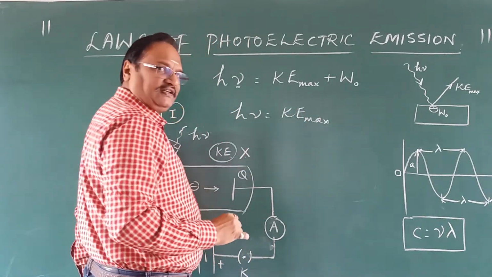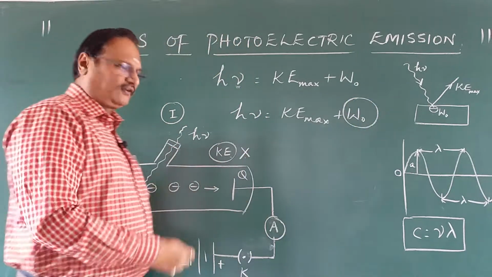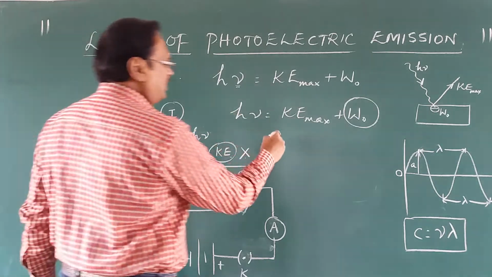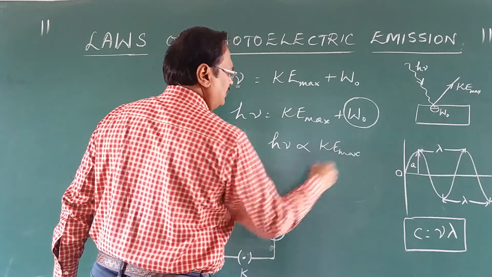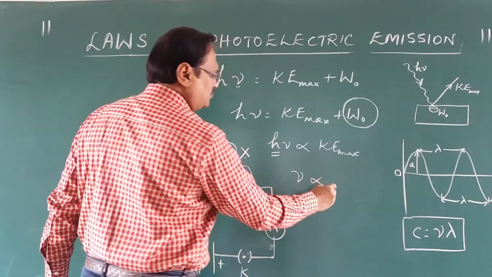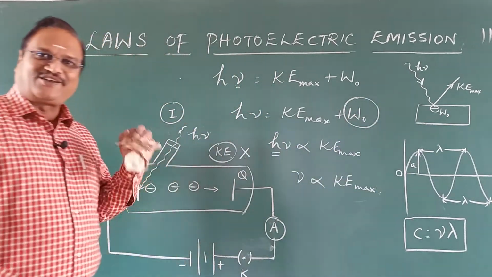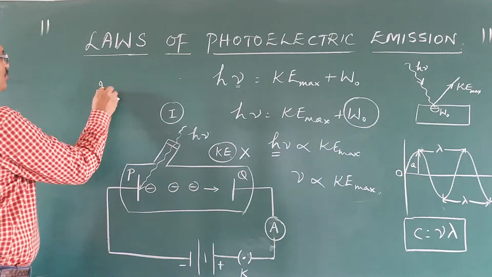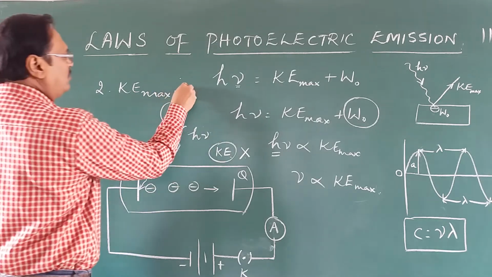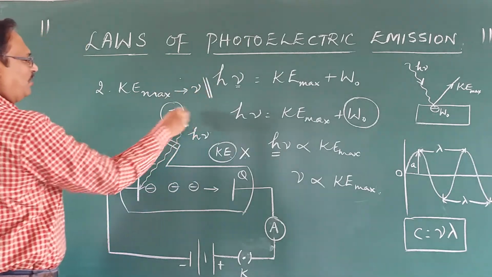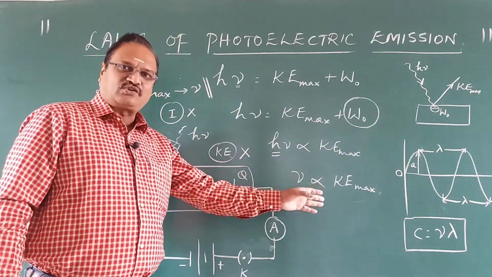This is the first point. And W naught, anyway, has to come. This is a constant depending on the nature of the material, which means that h nu is more or less proportional to kinetic energy maximum, and h is a constant. That means frequency is proportional to kinetic energy maximum. So the second law says the kinetic energy maximum depends on frequency and not intensity.